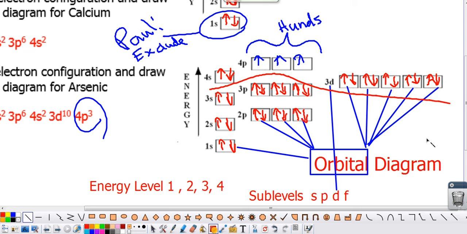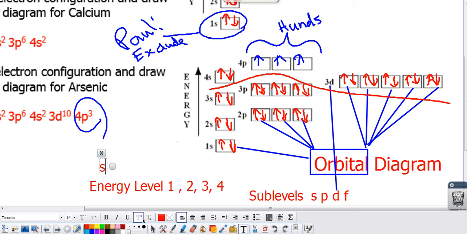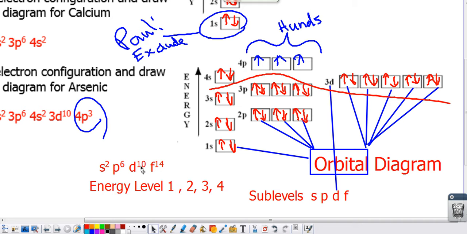The easiest way to remember this is when you look at a configuration, it says s2, or it says p6, or it says d10, or it says f14. And you notice that these electrons are in pairs. Divide s2 by 2, one orbital. Divide p6 by 2, 3 orbitals. Divide d10 by 2, 5 orbitals. If you divide this superscript in half, it tells you how many orbitals each one has.